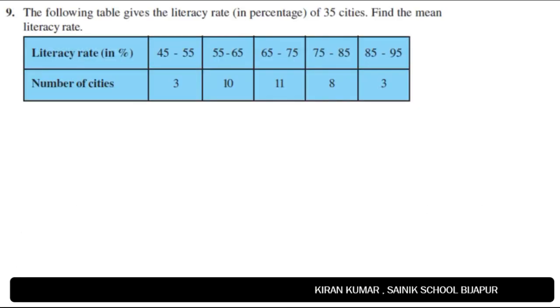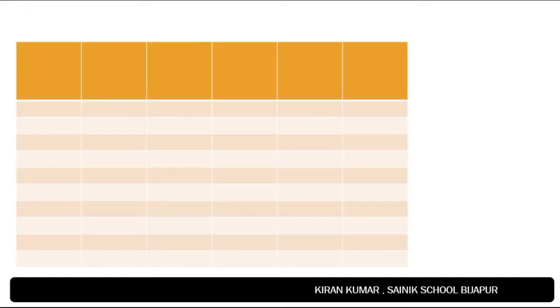Question number 9. The following table gives the literacy rate in percentage of 35 cities. Find the mean literacy rate. Let me represent using a tabular column. I'll first mention the class interval, then the frequency, then the mid value, followed by deviation, then ui, that is deviation divided by the class size, then fi ui.